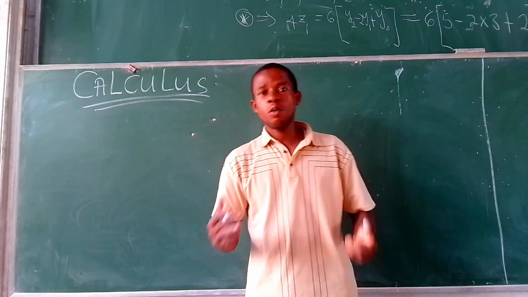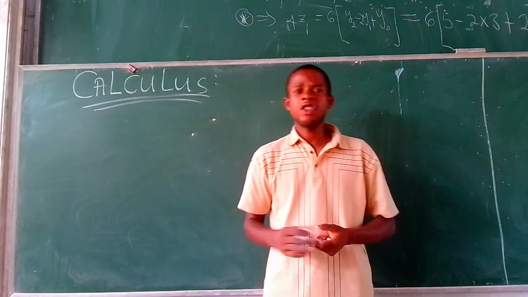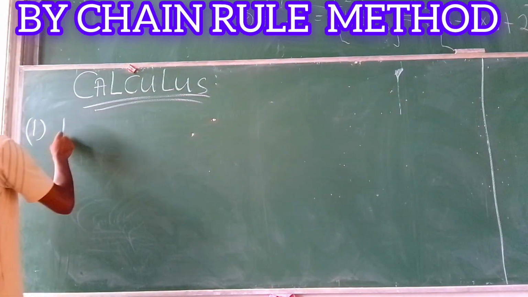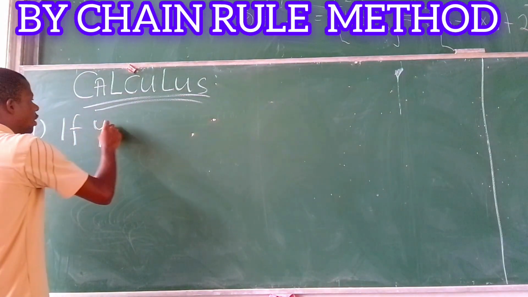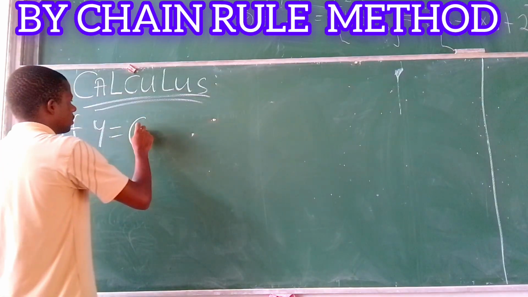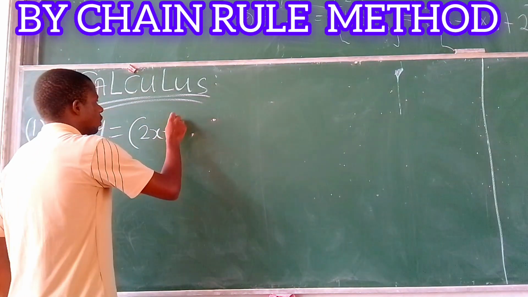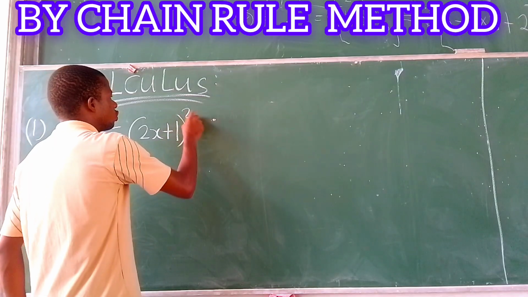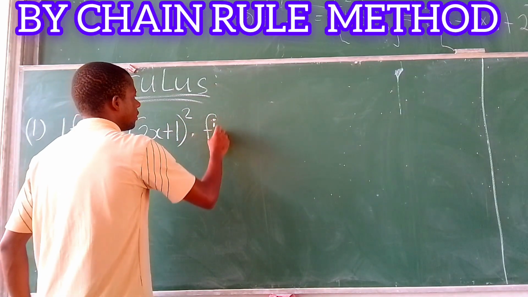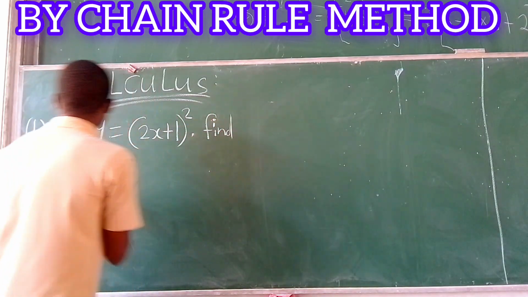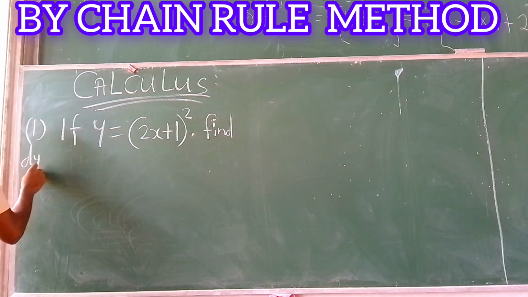Today we are going to solve a question on calculus, and I want you to pay attention to this. It says, if y equals (2x + 1) raised to the power of 2, find dy over dx.